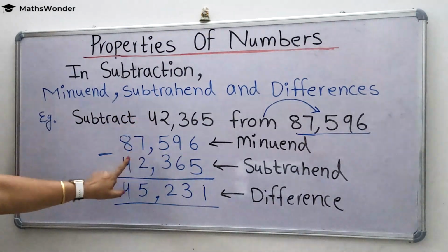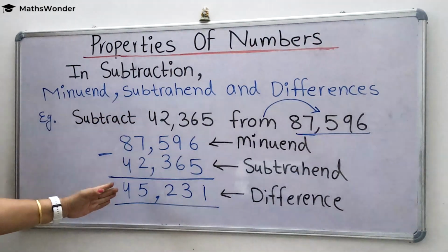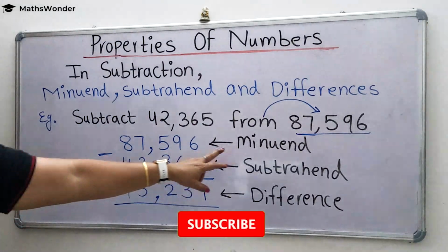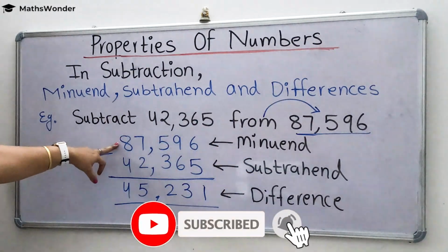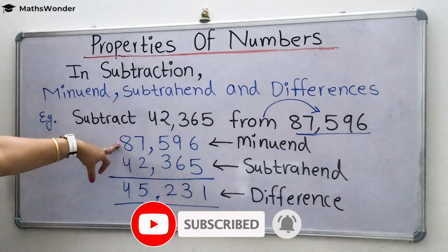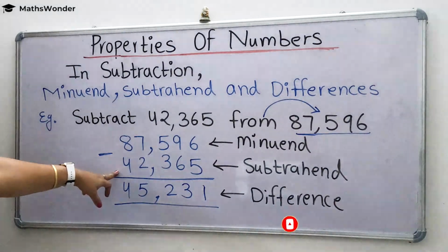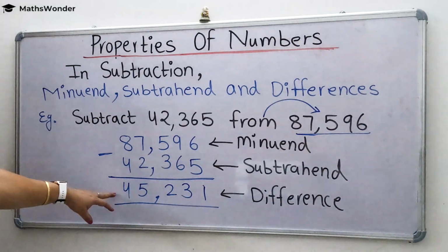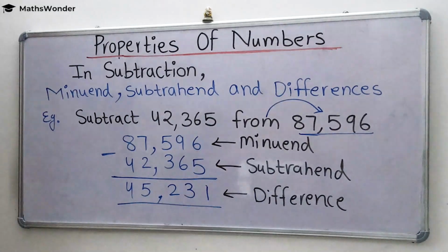Now the second number you will write just below the number. And now what is the minuend? The large number from which we subtract the other number is known as the minuend, because this is the large number from which we subtract the other number. The number which is subtracted is called the subtrahend, and the result of subtraction is the difference.